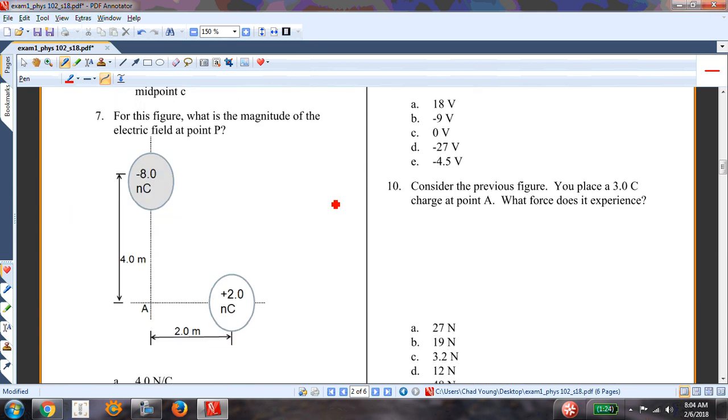What is the electric field at point P? Okay, let's just say P. I will change that. Number 7.